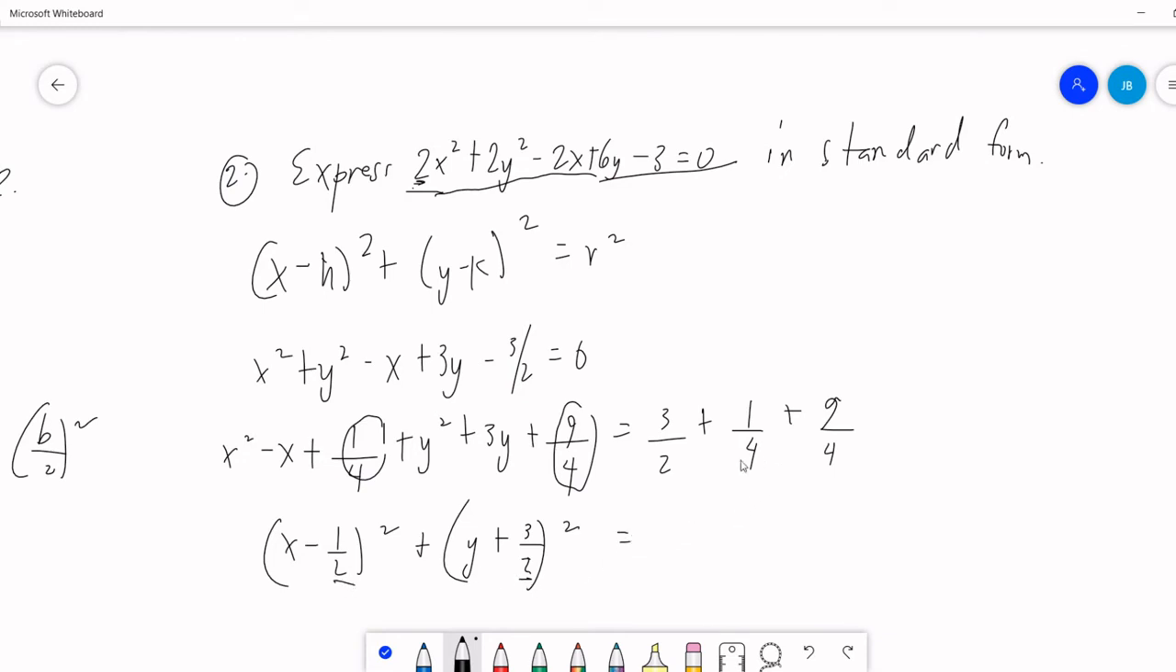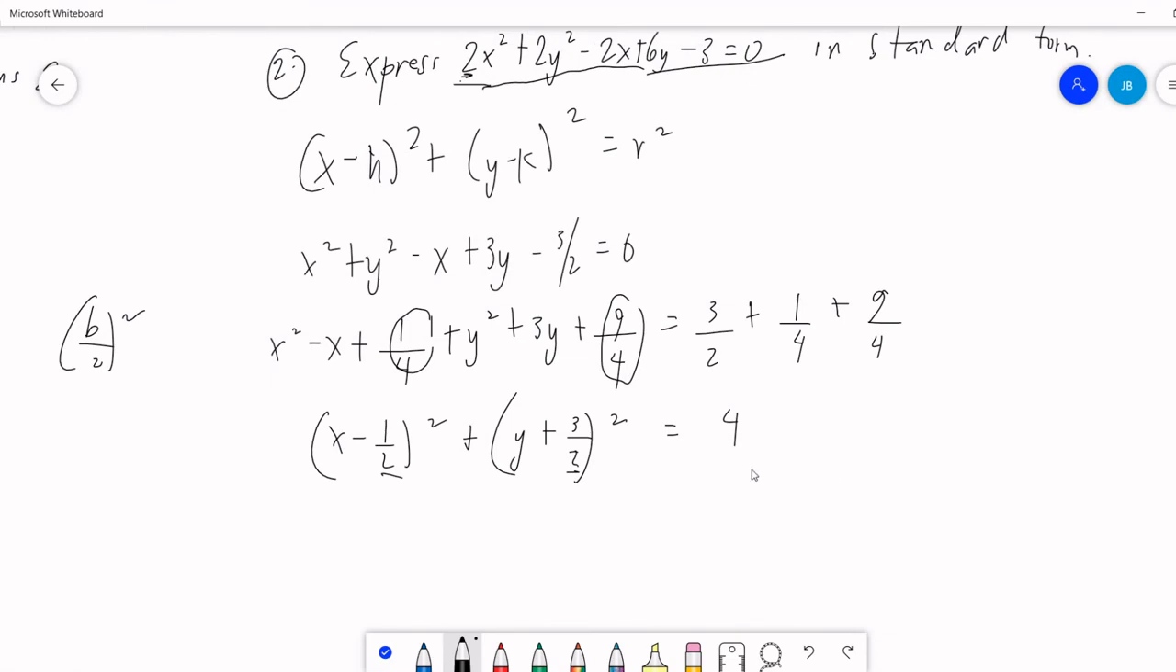Is equal to 3 halves plus 1/4 plus 9/4. So that is, with a common denominator of 4, 2 times 3 is 6, plus 1 plus 9. So that is 10 plus 6, 16 over 4. This is equal to 4. Okay, therefore, you already have the h, the k and the radius.